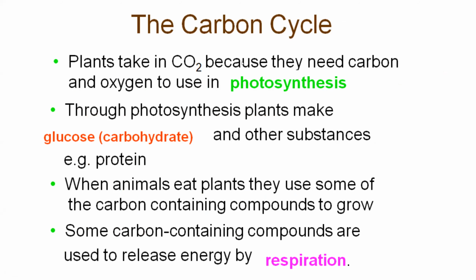Okay, so the carbon cycle itself: plants take in carbon dioxide because they really need it for photosynthesis. Through photosynthesis, plants make glucose and other substances. We know that already. When animals eat the plants, they use some of the carbon containing compounds to grow. Really, all living organisms on Earth are carbon based, and it all has to do with this carbon cycle. Organisms gain their carbon from the materials that they eat. Some carbon containing compounds are used to release energy by respiration.